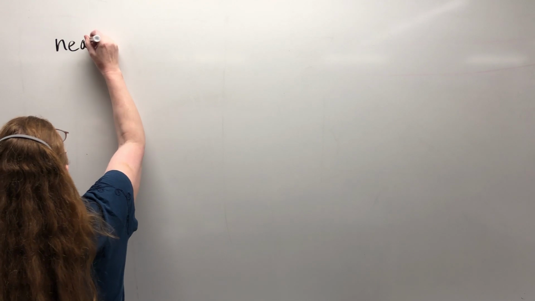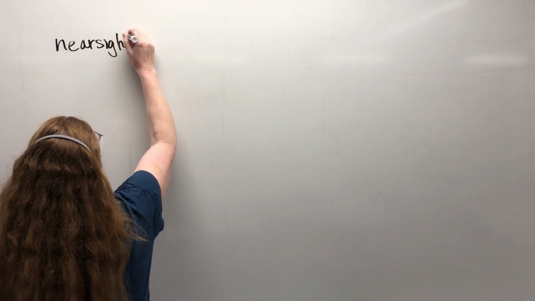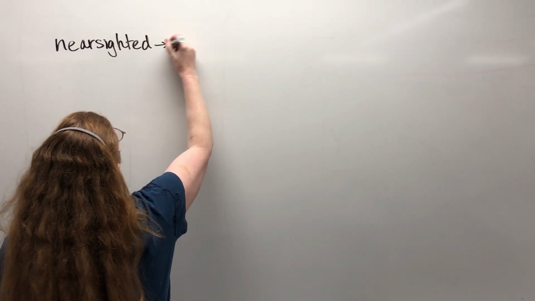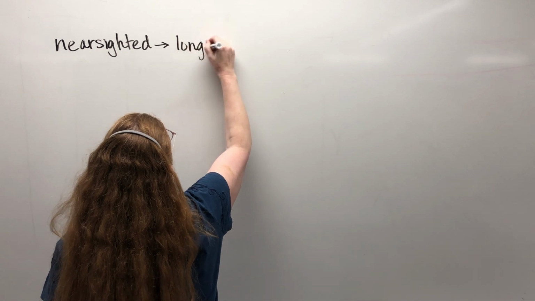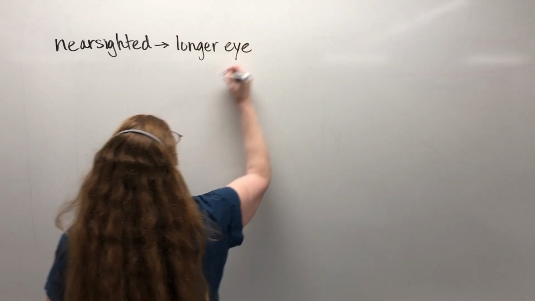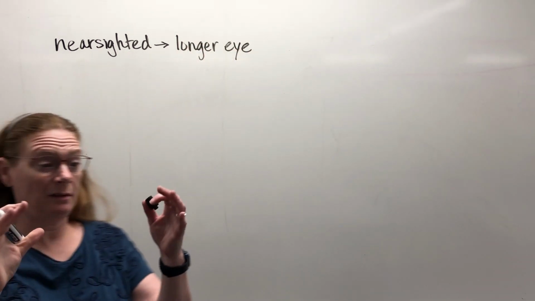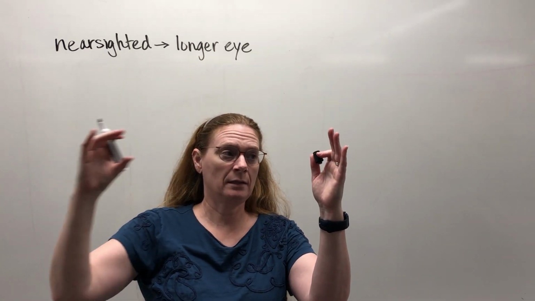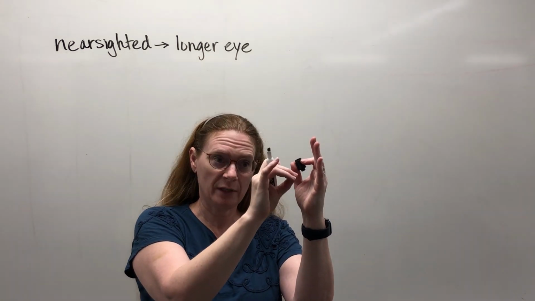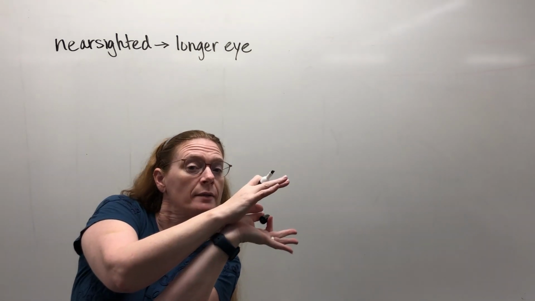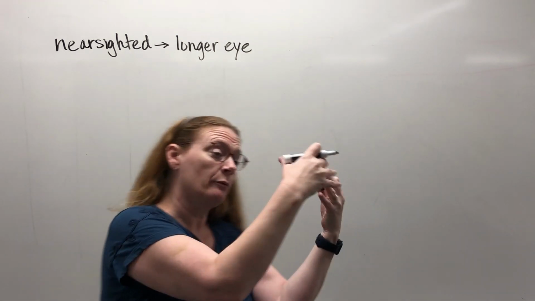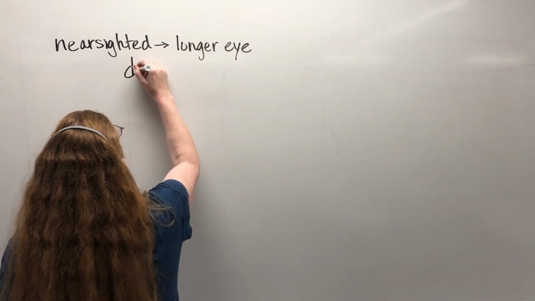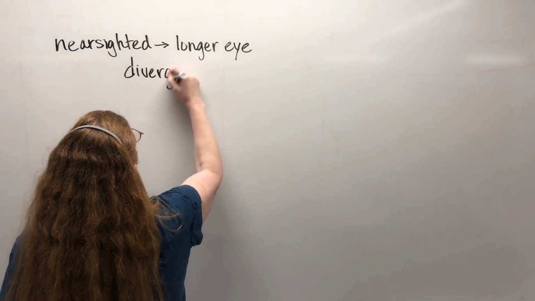To start with, let's remember that a nearsighted person has a longer than normal eyeball, and because of that, the light is actually focused down in front of the retina. We need to spread those rays out in order to get it focused on the retina itself. So these people need diverging lenses.